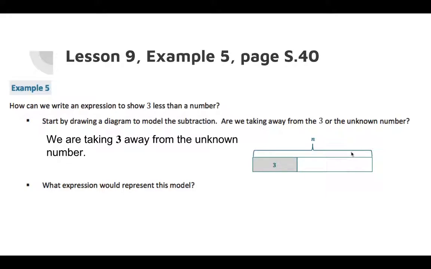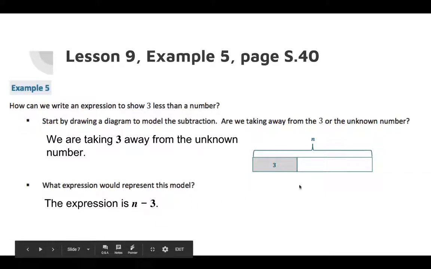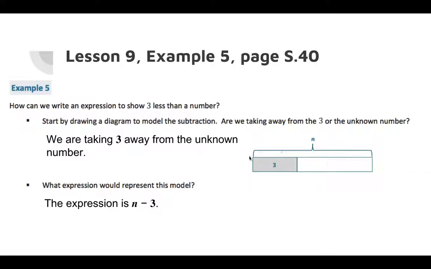So we have your unknown number and you took away 3. What expression would represent this model? Okay, how would I write it out? This expression is n take away 3. Okay, remember, this is the bigger number, and you're taking away 3.